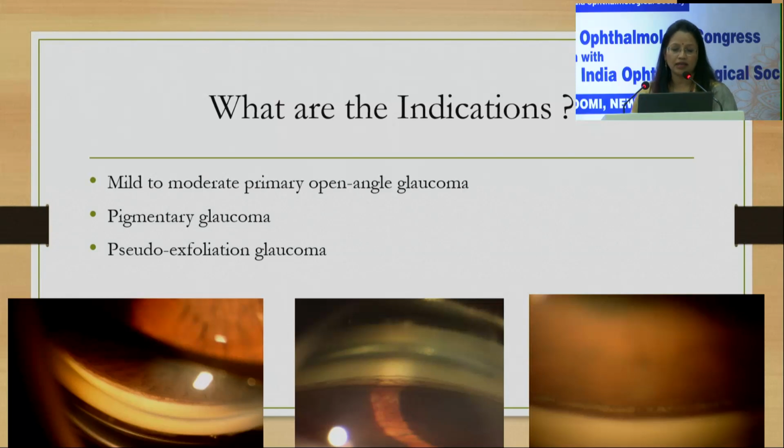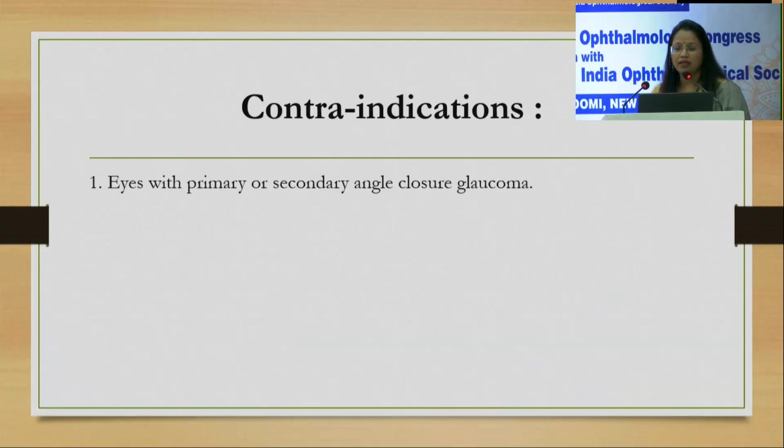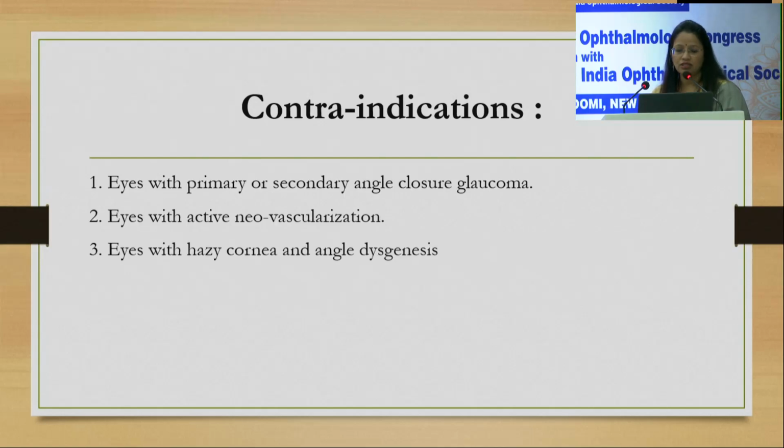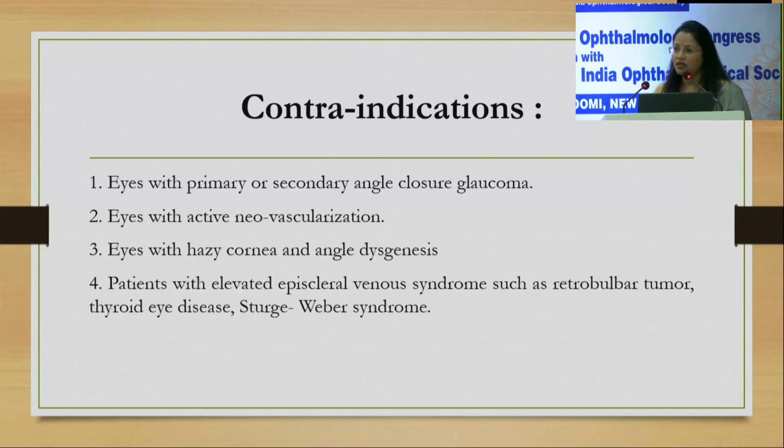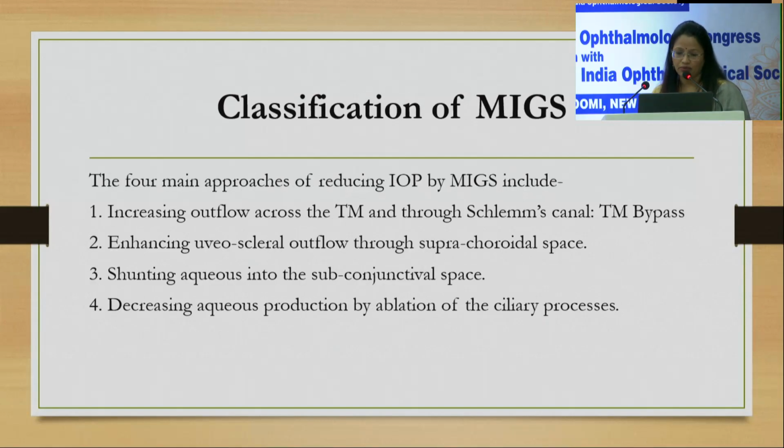So what are the indications of MIGS? It is mild to moderate primary open angle glaucoma, pigmentary glaucoma and pseudoexfoliative glaucomas. But there are several contraindications, like eyes with angle closure glaucoma, eyes with neovascularization, any hazy cornea, or anterior chamber dysgenesis, any patient with raised episcleral venous pressure like Sturge-Weber syndrome, and any type of advanced glaucomatous optic neuropathy.